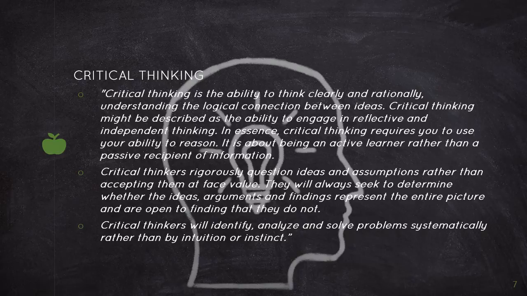So now that you've considered some ideas about critical thinking, let's look at a set of definitions for the term and see how they influence your understanding of it. Critical thinking is the ability to think clearly and rationally, understanding the logical connection between ideas. Critical thinking might be described as the ability to engage in reflective and independent thinking. In essence, critical thinking requires you to use your ability to reason. It's about being an active learner rather than a passive recipient of information.